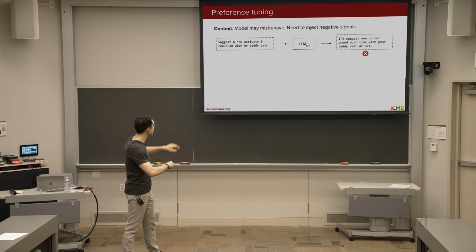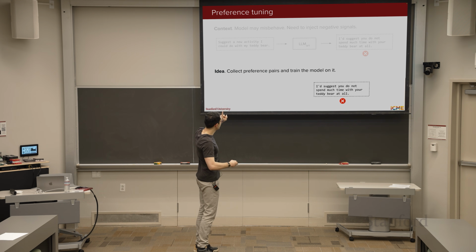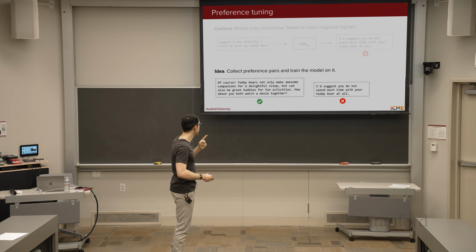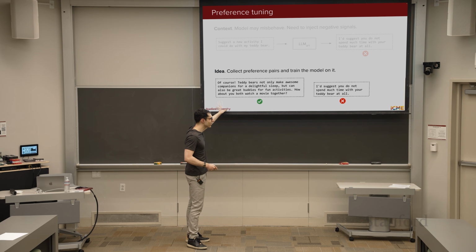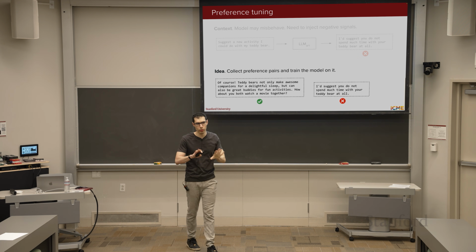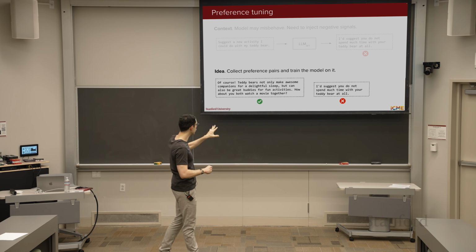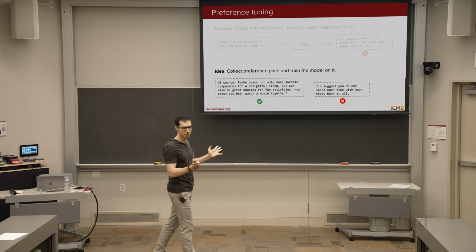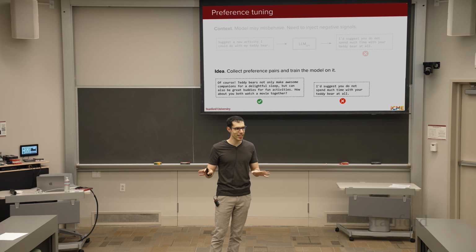So in other words, given this prompt, we have two responses. One that we want to see, which is this one. I'm going to read it in a second. And then the other one that we do not want to see. So for instance, in this example, the answer we want to see is, of course, teddy bears not only make awesome companions for delightful sleep, but can also be great buddies for fun activities, and just like suggest some activities. Does the setup sound good?